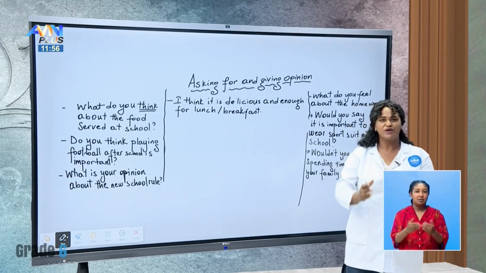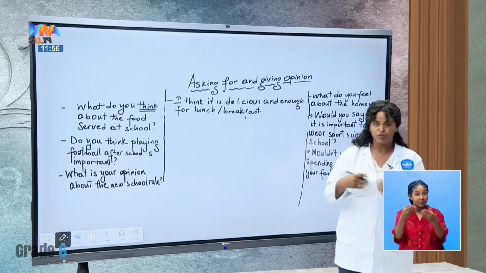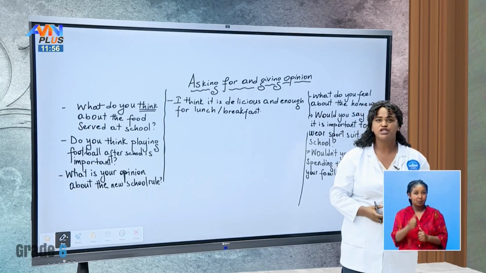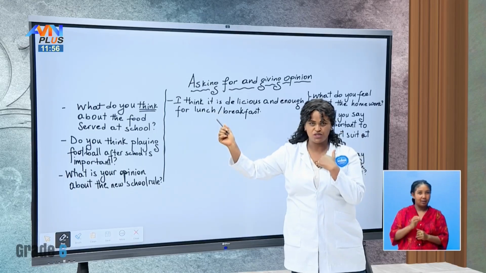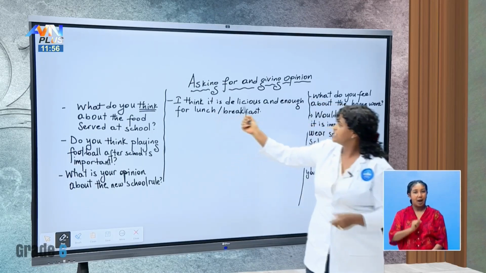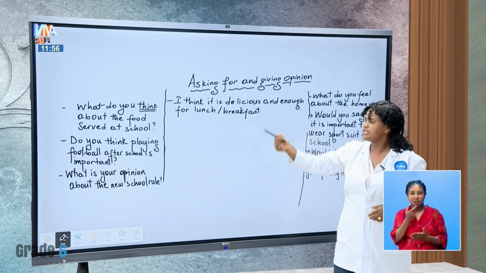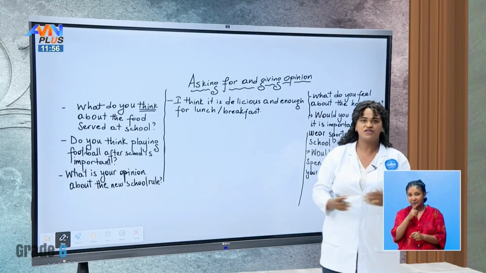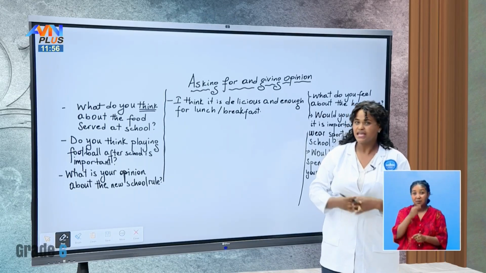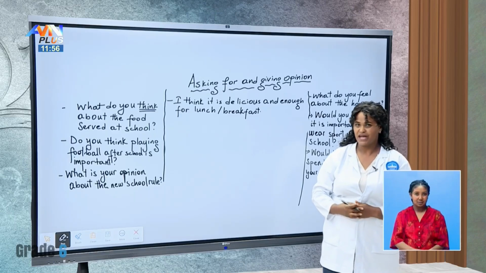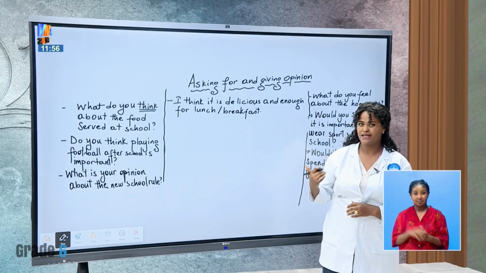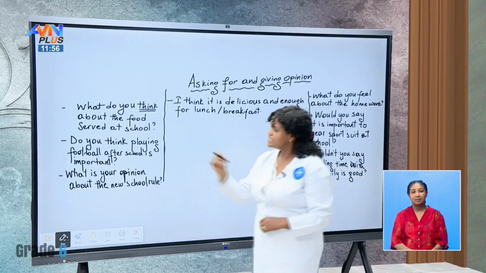Now, what are we doing? We are giving an opinion. Which language pattern do we use? I think, because that is my thought, okay? I think it is delicious and enough for lunch. Or if it is about the breakfast, you can say it is enough for breakfast. Have you got what we're doing so far? Okay, let's see the next one.